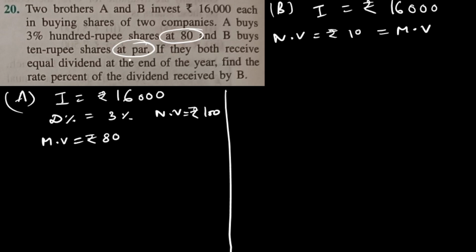If they both receive equal dividend at the end of the year, find the rate percent of the dividend received by B. So here we have to find rate percent of the dividend.